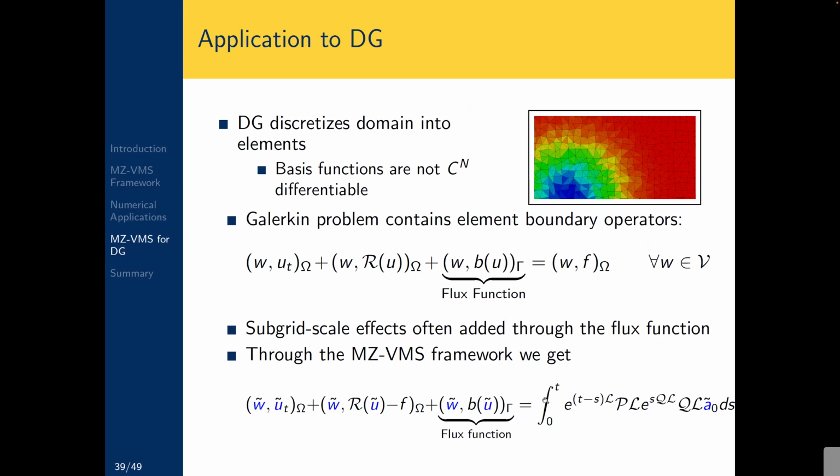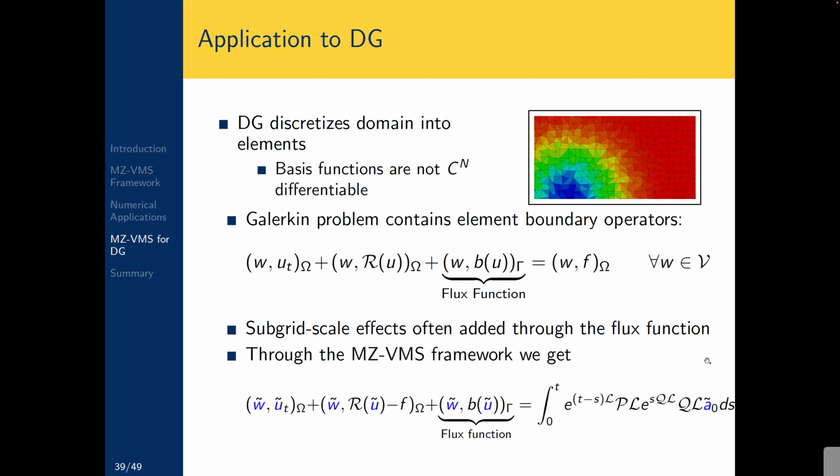In the interest of time, I'll move through quickly, but the main takeaway is that when you have these DG, or same thing with finite element methods, just CG, in the weak form you end up with element boundary operators that you have to keep track of. This can arise, for example, from integration by parts. In the context of DG, these show up in the form of flux functions, like an upwind flux or a central flux. And you need to account for that in all of your mathematics.